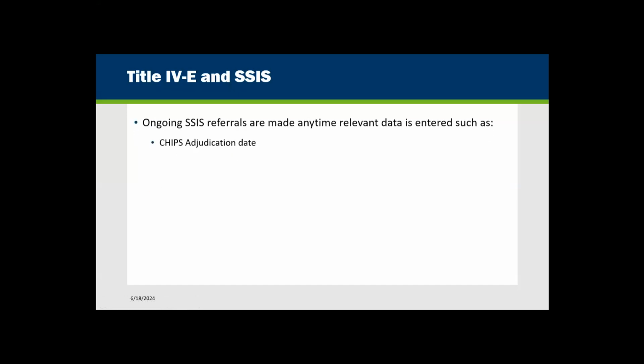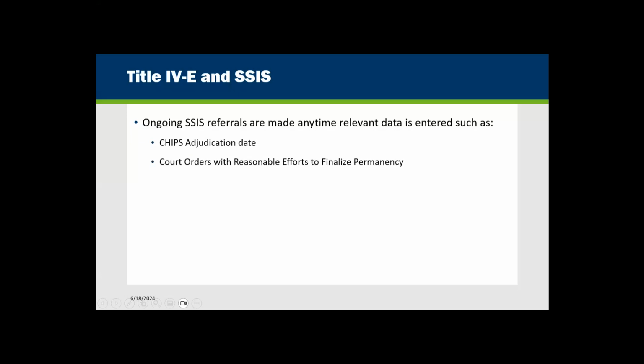In addition to the initial submission that's done as soon as possible after the placement, there are also ongoing submissions or referrals that are made anytime there's relevant data entered into SSIS. A few examples of that are when CHIPS is adjudicated. So if CHIPS had not been adjudicated at the start of the placement episode, and that happens a bit into the placement, that is communicated at the time or as soon after that CHIPS adjudication happens.